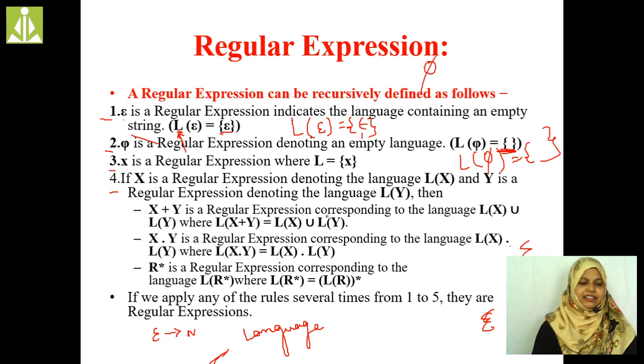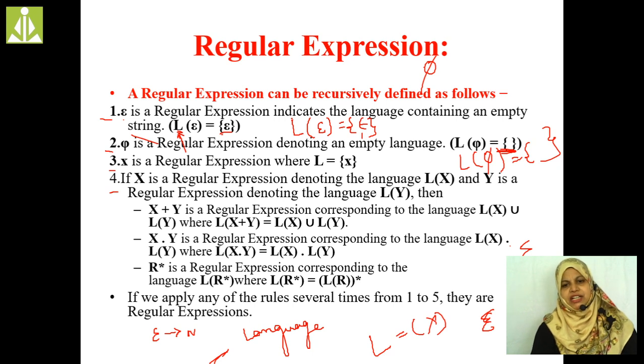The third one is: if x is a regular expression, then the language is recognized as L of x. Here x is a string or regular expression, then L of x, right? This is the third rule. Next, the fourth rule: if x is a regular expression denoting the language L of x, and y is a regular expression denoting the language L of y, then these two regular expressions follow some set of rules. The first one is the union. If we represent the union in terms of sets, we use the union symbol, right?